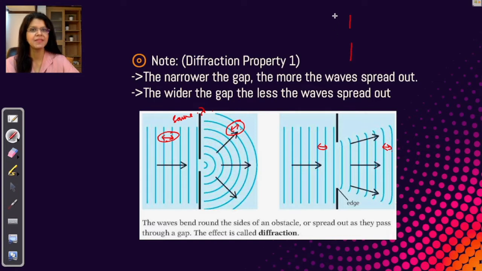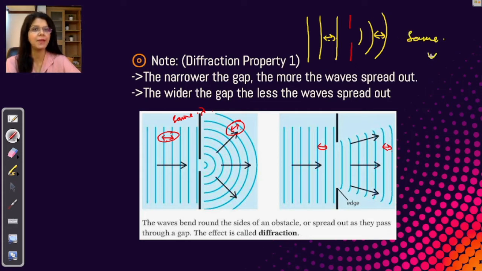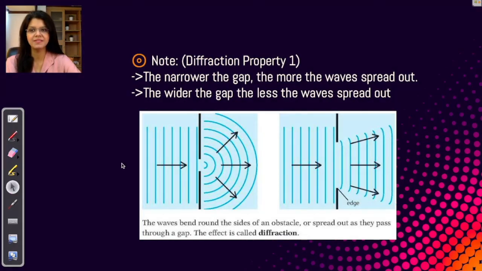In your exam, the question might give you some incident wavefronts. You have to draw the diffracted wavefronts. How do you draw them? Taking care that the spacing between the wavefronts should not change. The spacing before and the spacing after the diffraction should stay the same. Otherwise, you lose marks. Very important thing. Alright, let's move on.